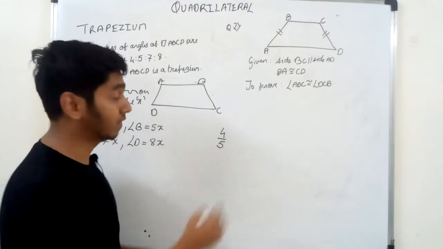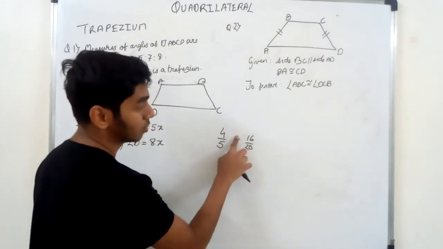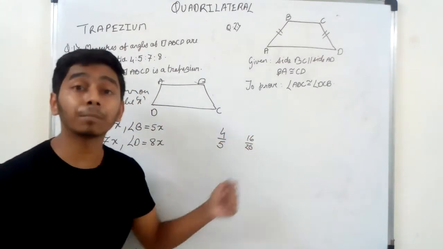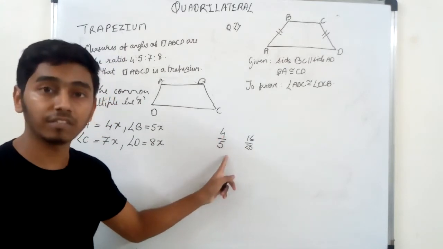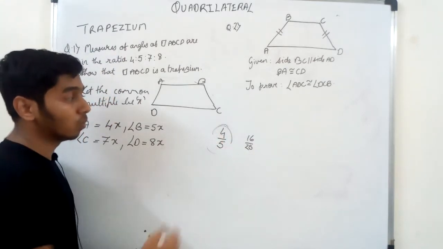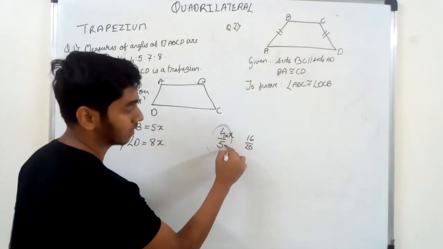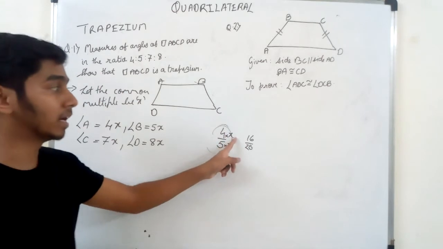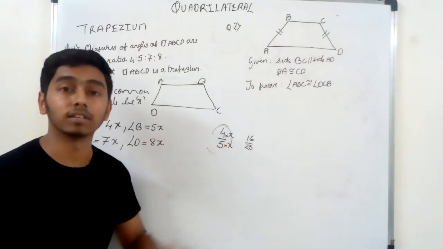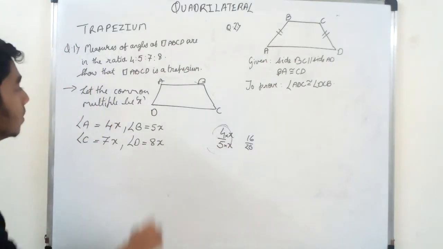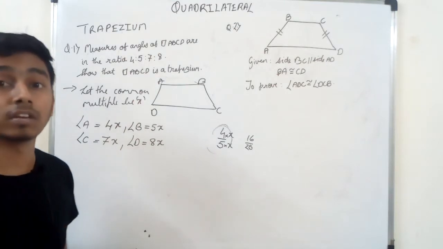4 upon 5, it can be like this also, 16 upon 20. So 4 upon 5 can be 16 upon 20. That's why it's a ratio. So 16 upon 20 can be written as 4 upon 5. That's why we don't know what number is there. That's why multiply this with x, so that whatever multiplication you get will be your answer, which will give you the actual value. You might have learned this in ratio and proportion also in your algebra.